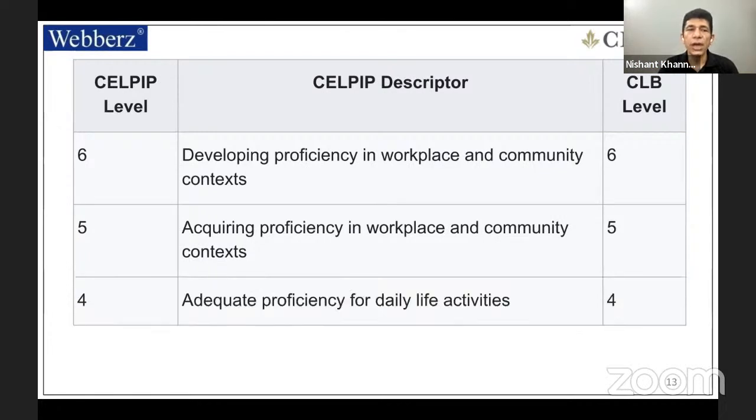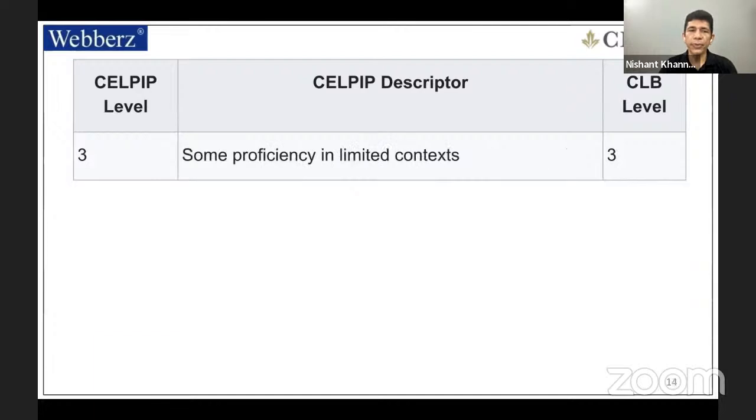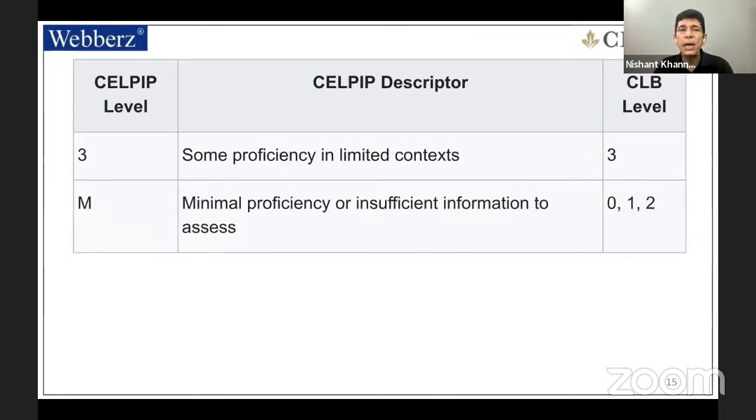That is 5. 4 is adequate proficiency for daily life activities, which means buying something, renting a house, maybe driving on the road and understanding the road signs. If I talk about 3, that is some proficiency in a very limited context. This level of 3 is hardly required. And what is below 3, that is M, minimal proficiency or insufficient information to assess. That is CLB 0, 1, or 2.